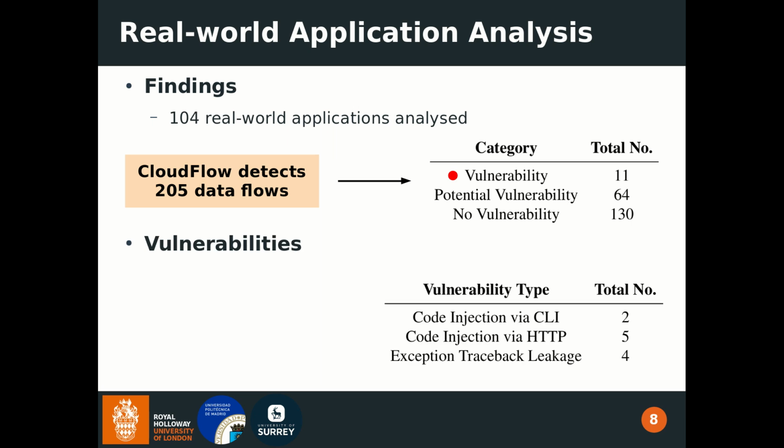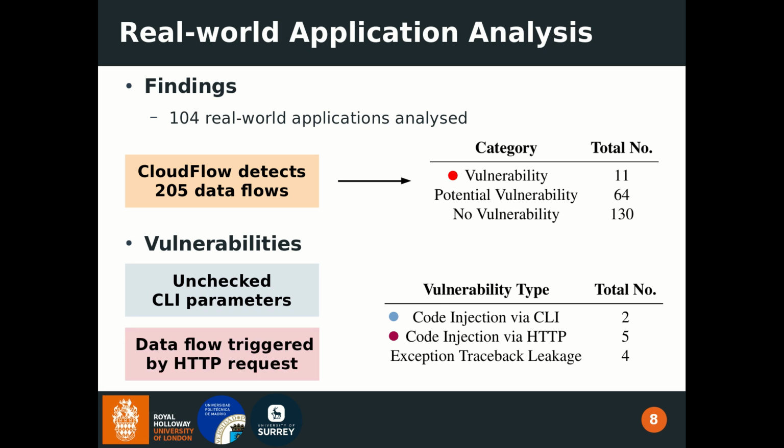So, what kind of vulnerabilities did we find? The table shows 3 types. The first is code injection due to unchecked command line parameters. The second is also code injection, but caused by an HTTP request triggered data flow, which is the scenario described in our motivating example. The last 4 vulnerabilities, classified as exception traceback leakage, are significantly different. For this reason, we present an example in the next slide.